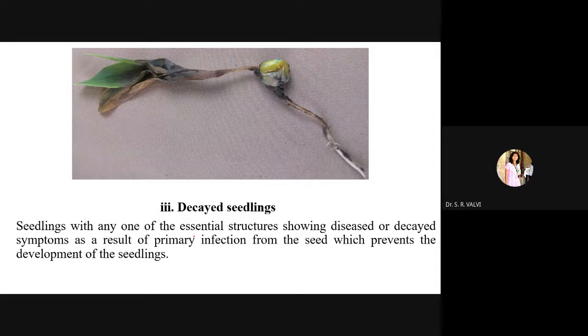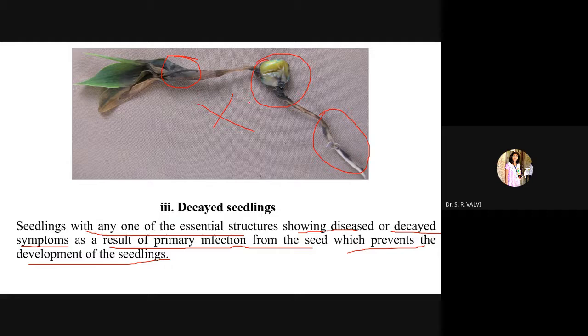The next, decayed seedling. Okay, so a seedling with any one of the essential structures showing diseased or decayed symptoms as a result of primary infection from the seed, which prevents the development of the seedling, right? So here you can see these parts are totally decayed, and this particular seedling will not convert into a normal seedling. Hence we categorize this seedling as a decayed one. Obviously, it would not grow into a normal seedling.